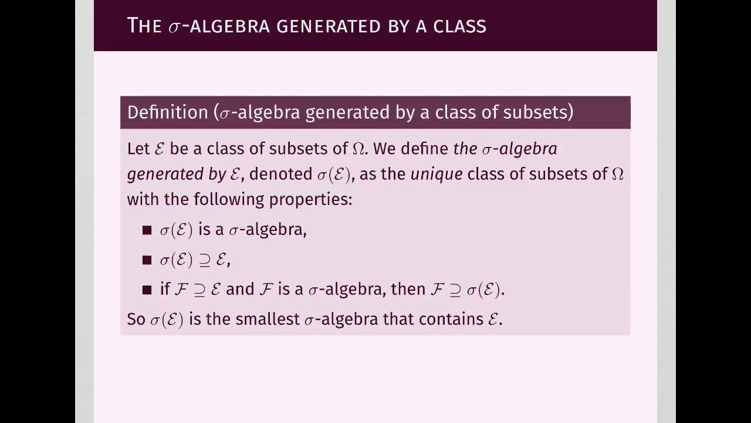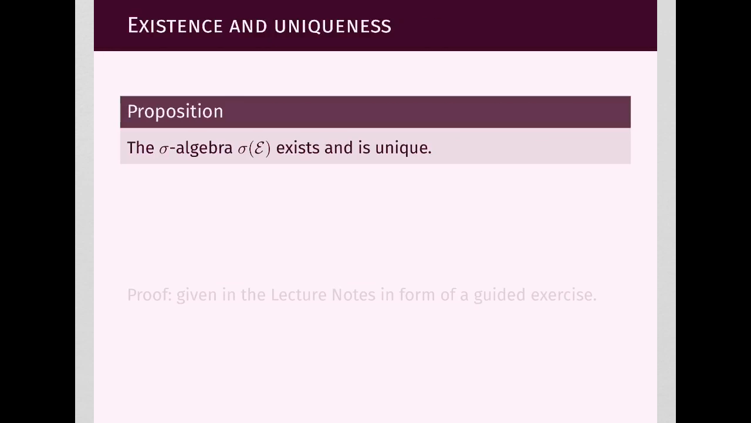This definition is not complete on its own because it talks about the unique class satisfying these three properties, but it is okay to define it this way because there is a proposition. The proposition says such a family indeed exists and is unique. So there exists a class satisfying those three properties, and there is no other class satisfying those properties. If there's another class satisfying them, it is the same.